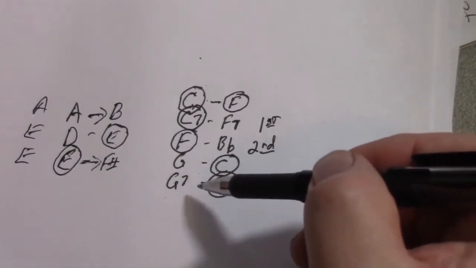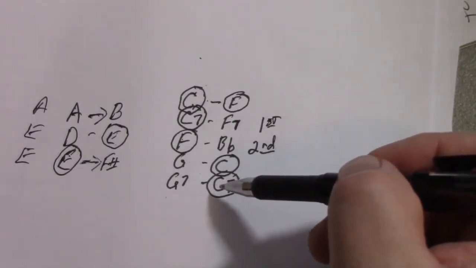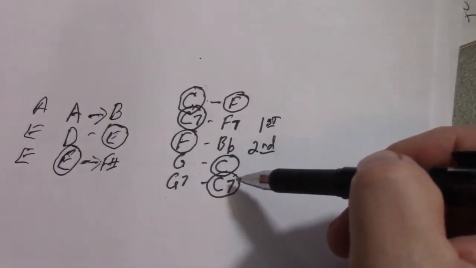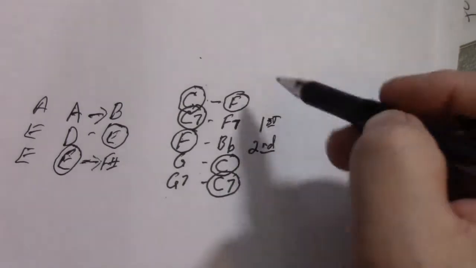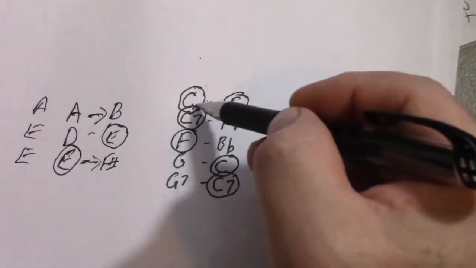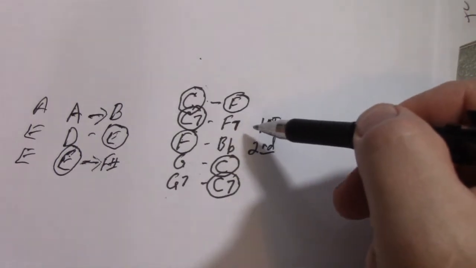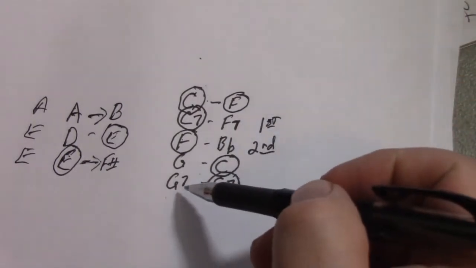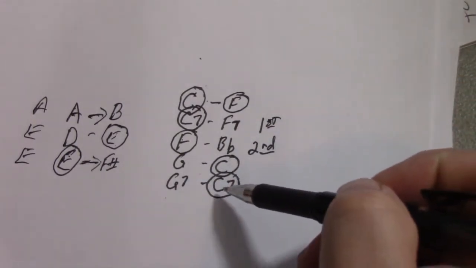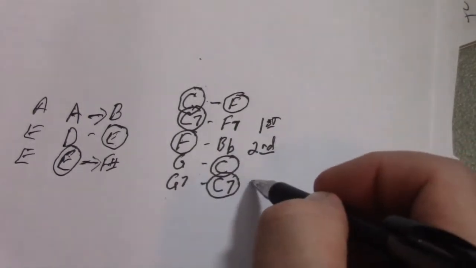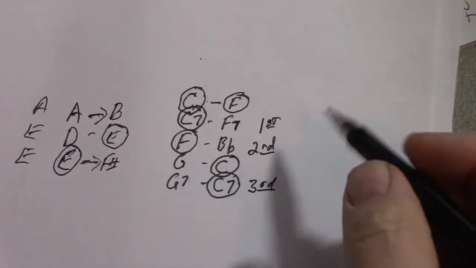If I change the G to a C7, can I do that? Well, the answer is yes, because I have already changed these C7s here to an F7. So by the time I go to change G7 to a C7, it will be a new C7. So I can do that one. I can do that one third.